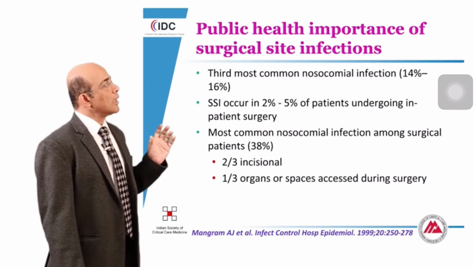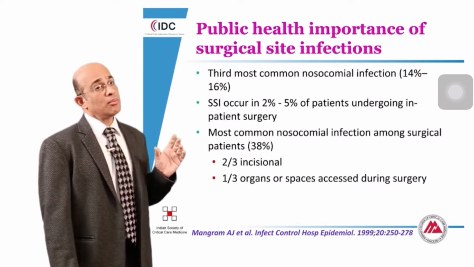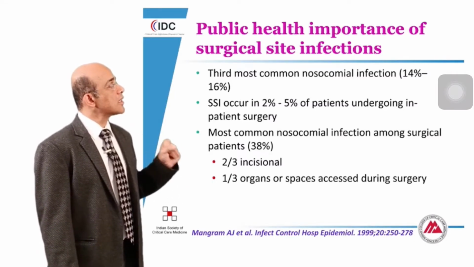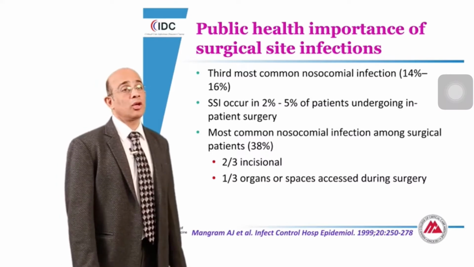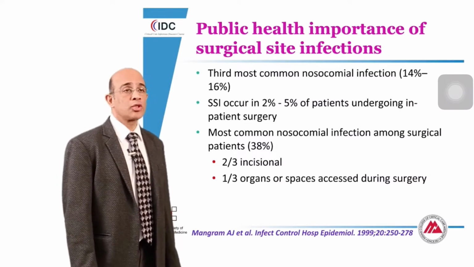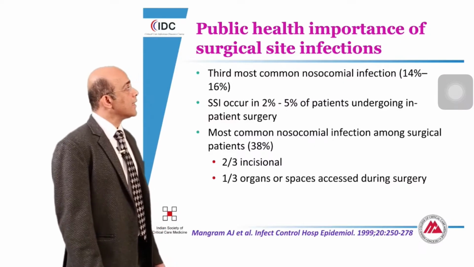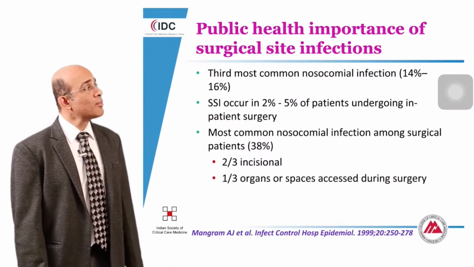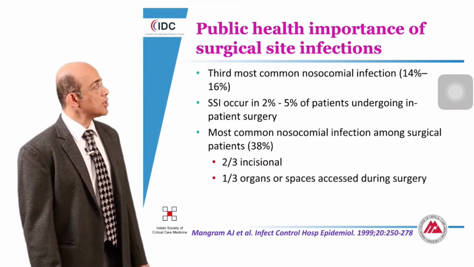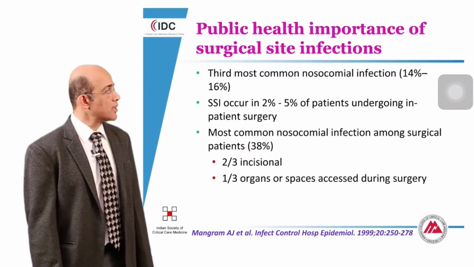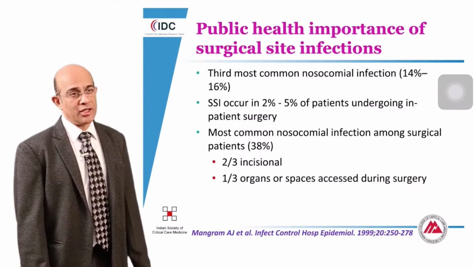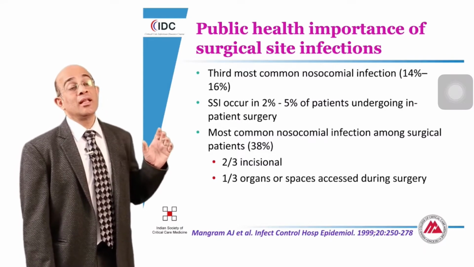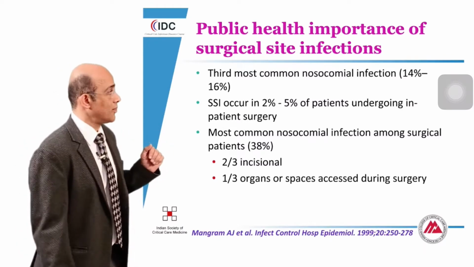If you look at the importance of surgical site infections, both with regards to public health and with regard to clinical implications for the patient, it figures as the third most common cause of nosocomial infections, contributing to almost 14 to 16% of cases. SSI occur in 2 to 5% of patients undergoing inpatient surgery, and it is the most common nosocomial infection among surgical patients, about 38%, out of which 2/3 are incisional SSIs and 1/3 are organ or space SSI, the organs which may be accessed during surgery.